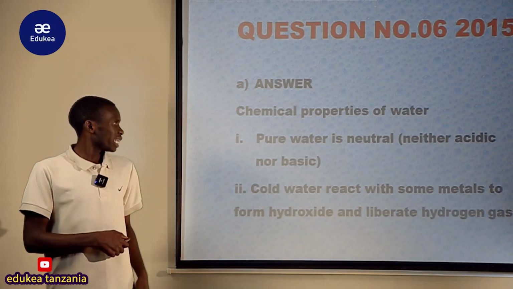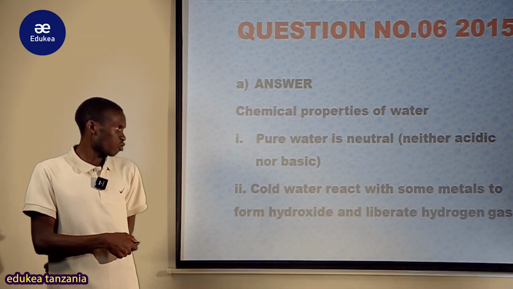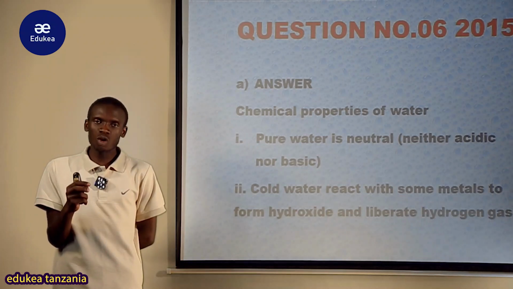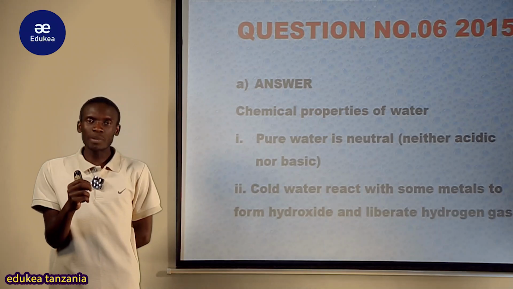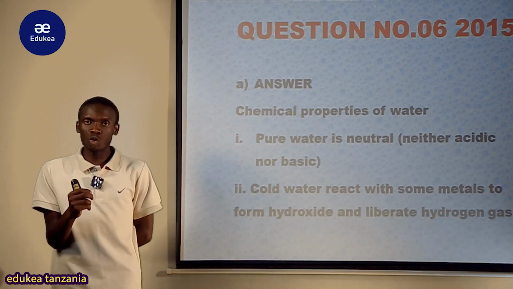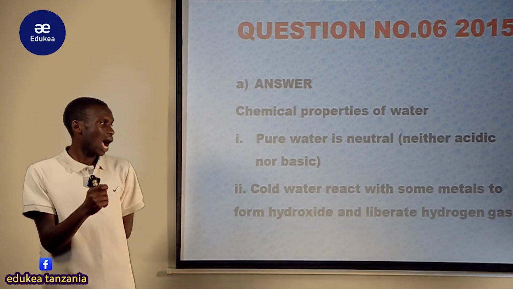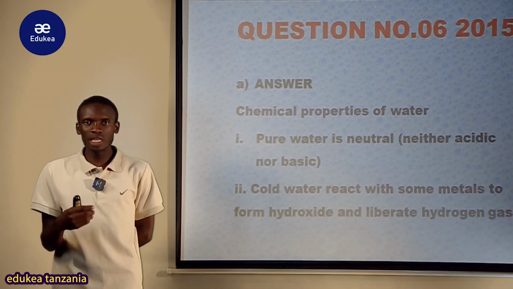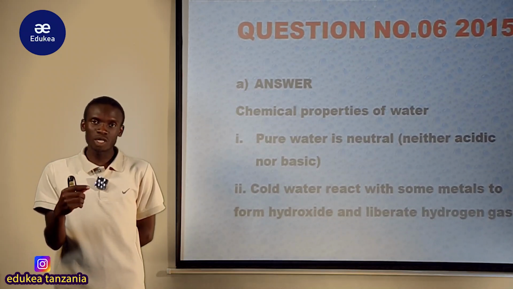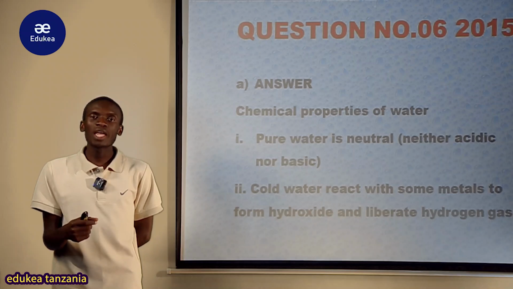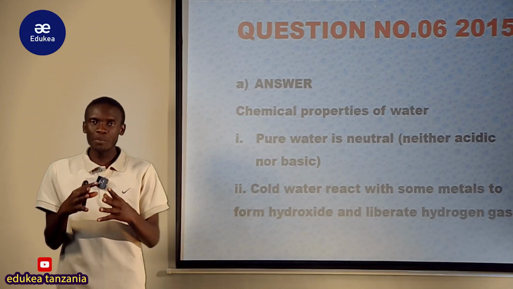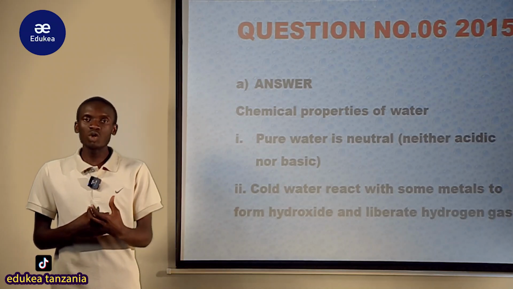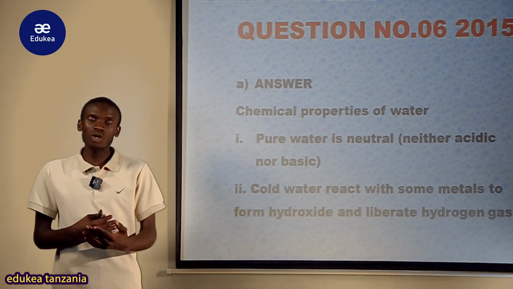So that is about that. And cold water reacts with some metals to form hydroxide and liberate hydrogen gas. When you take water and react it with some metals, it tends to produce hydrogen gas and the metal hydroxide. So cold water produces metal hydroxide when reacting with those metals. Kwa hiyo ni chemical property mojawapo ya water kwamba inaweza react na metals ikaform metal hydroxide plus hydrogen. Ni way mojawapo ya kuproduce hydrogen gas. Hydrogen gas inaweza produce from water when water reacts with metals.